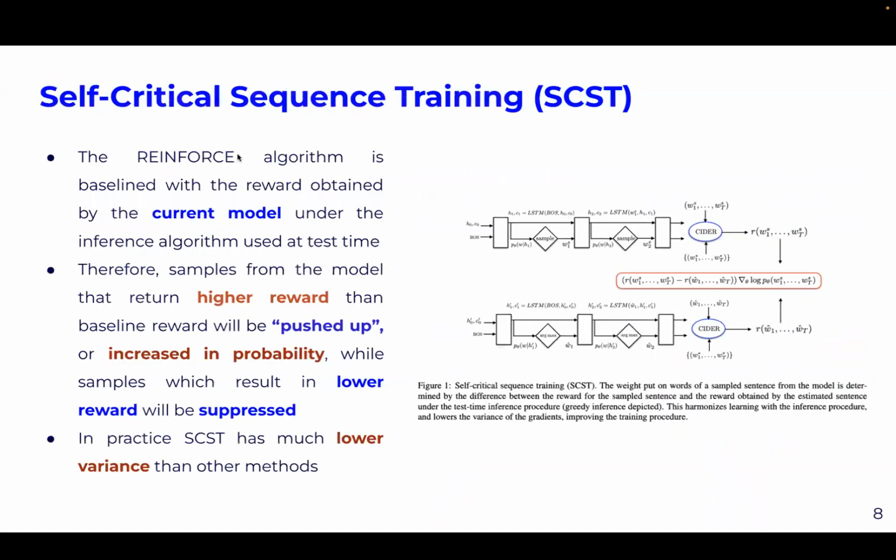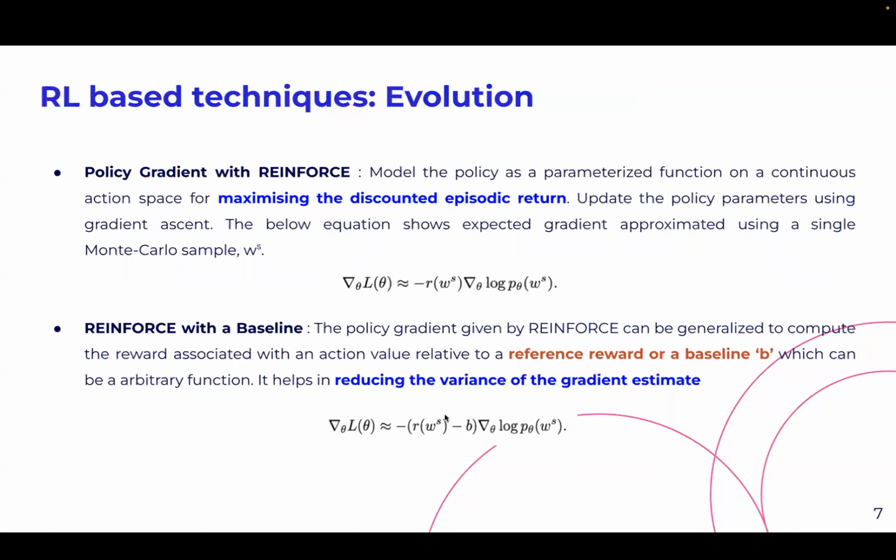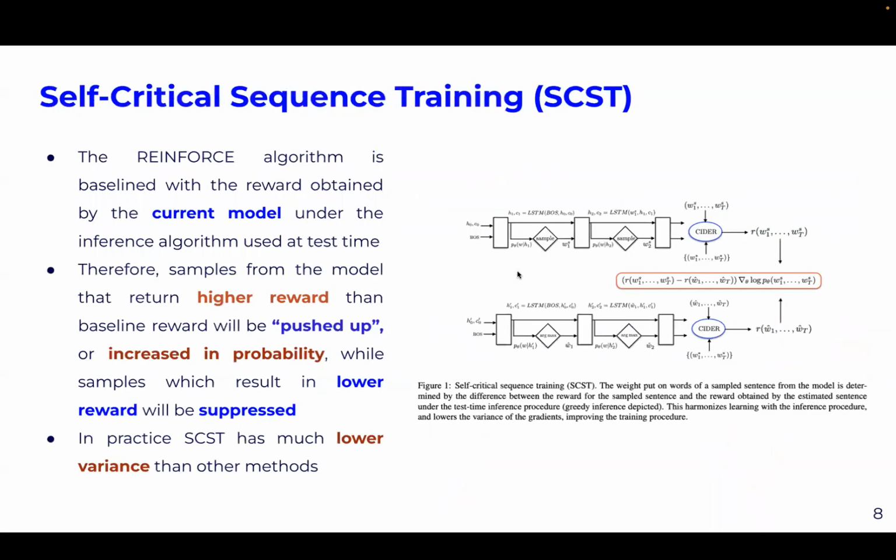In self-critical sequence training, the formula still remains the same. But the modification we make is that instead of the baseline being an independent function compared to the reward, we make it dependent on the sample reward. How this works out is, here you can see the LSTM layers, which are trying to generate each and every word in a particular sequence.